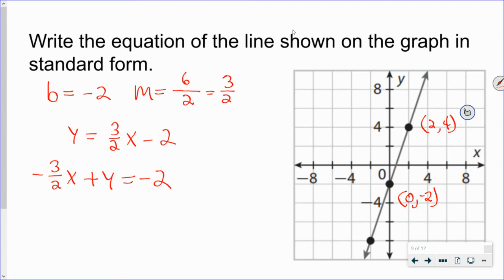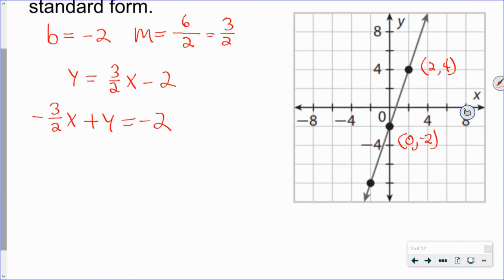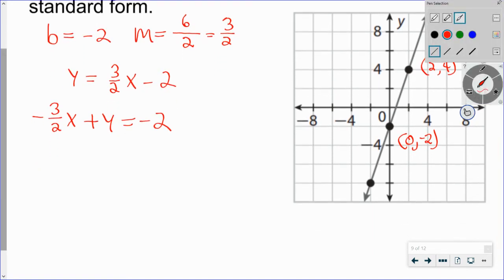So I need to get rid of the fraction. So here's the thing. Clearing fractions. We talked about this back in September. Clearing fractions is not difficult to do. We can do this. So here's how I'm going to clear my fraction. Just to refresh your memory.